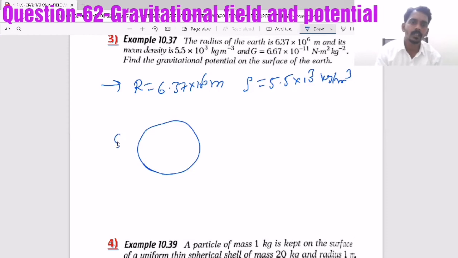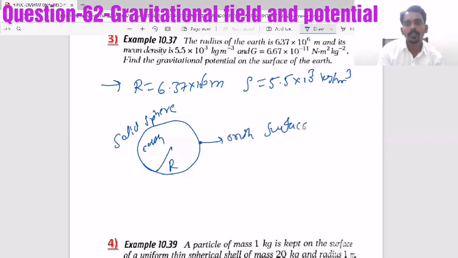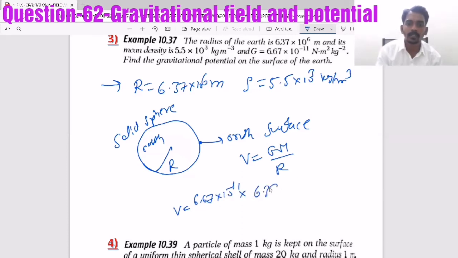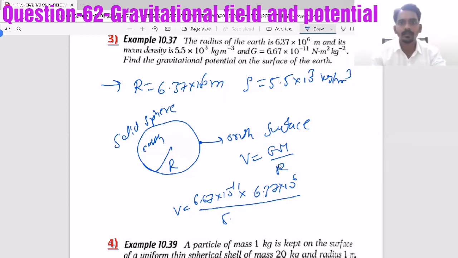So Earth means it is a solid sphere. That is the first thing you will realize, so that you can apply the continuous mass distribution formula. They are asking on the surface. So on the surface, the gravitational potential is GM by R. All the values they have given. So G they have given, and mass also, 6.37 into 10 power 6 by radius is, mass is, no, they have not given mass.